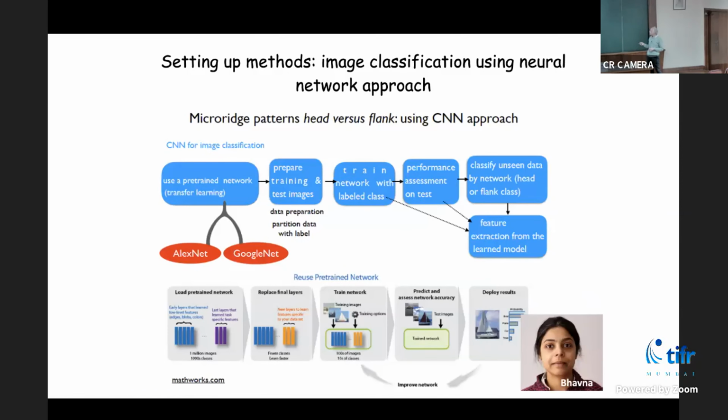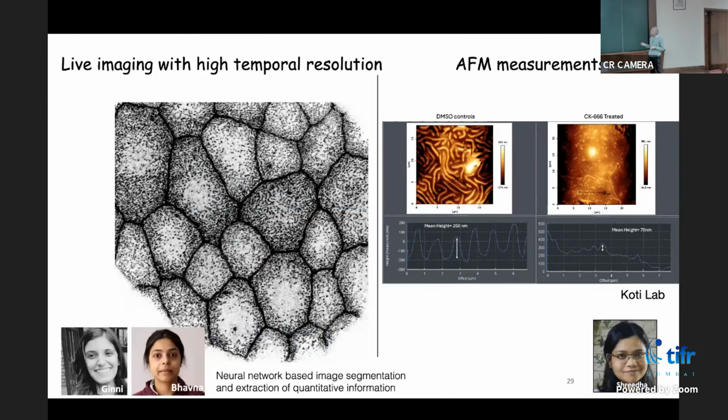And there was a postdoc in the lab who was also trying to set up a neural network-based approach to find out if the patterns can be classified based on how they are, whether they're long, complicated, convoluted, or more simple. If you take the head cell and the cell on the flank, it is possible to classify such patterns using the neural network approach. So that's something that we have now established.